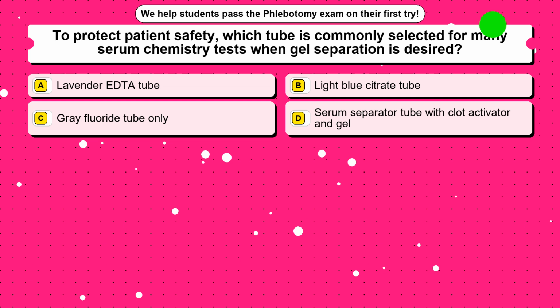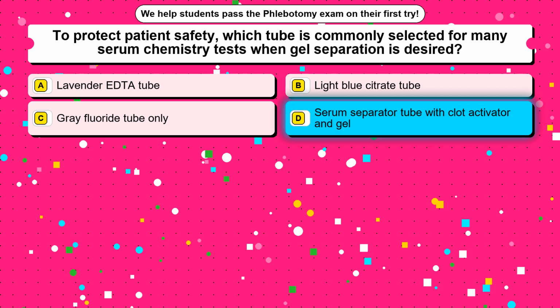Question 48. To protect patient safety, which tube is commonly selected for many serum chemistry tests when gel separation is desired? Option A, lavender EDTA tube. Option B, light blue citrate tube. Option C, gray fluoride tube only. Option D, serum separator tube with clot activator and gel.